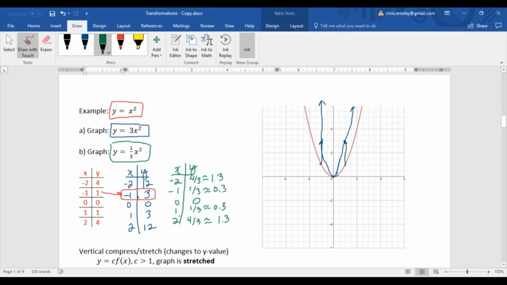-2, 1.3. Just kind of have to estimate, would be maybe about there. -1, 1/3. Maybe about here. 0, 0. 1, 1/3. I think I put that one a little high. Let's see, right there. And 2, and 1 and 1/3. Maybe about here. Okay, so then we can connect those points. And this time we get a much wider parabola.